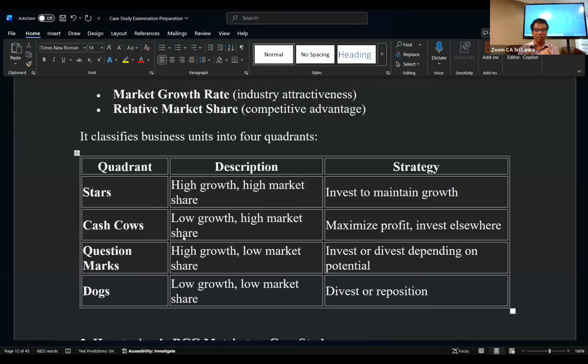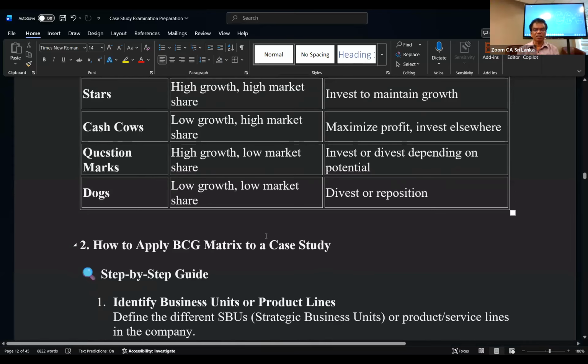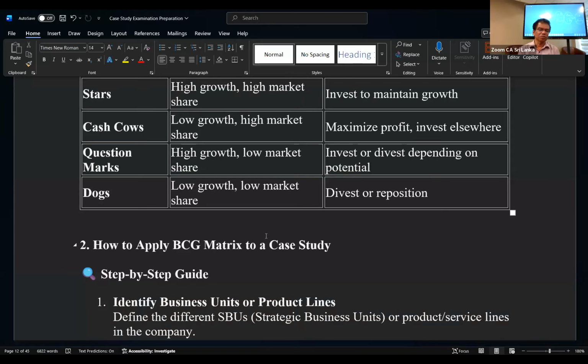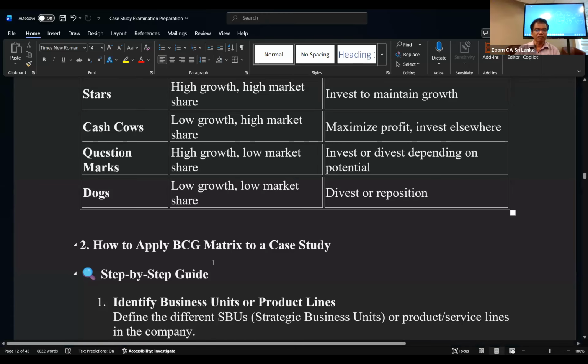Question mark: high growth, low market share. You have to capture the market, but there is growth potential, right? Then what are the cash flows? Those things you have to think about. Dogs: low growth, low market share. Then you have to think whether to kill this dog, or reposition it with certain strategies, branding, various things you can apply. This is marketing knowledge.